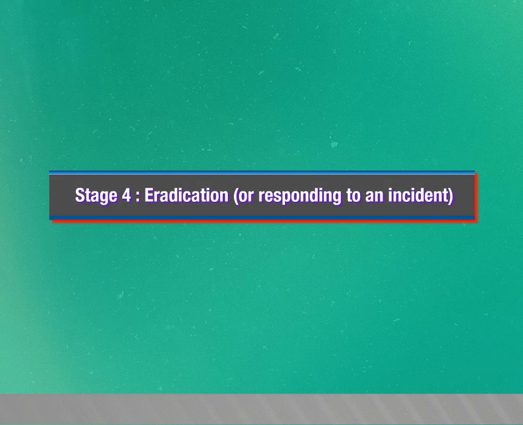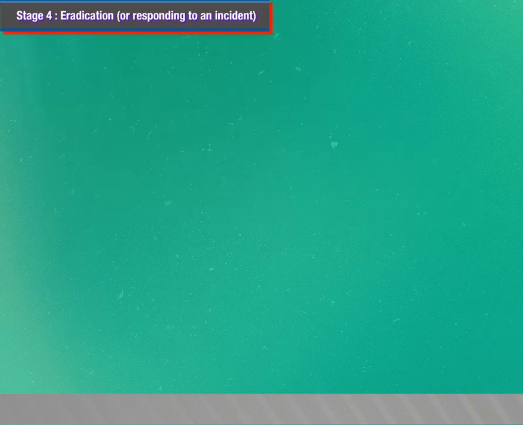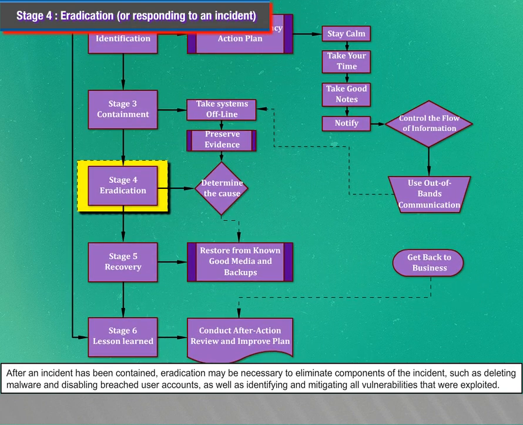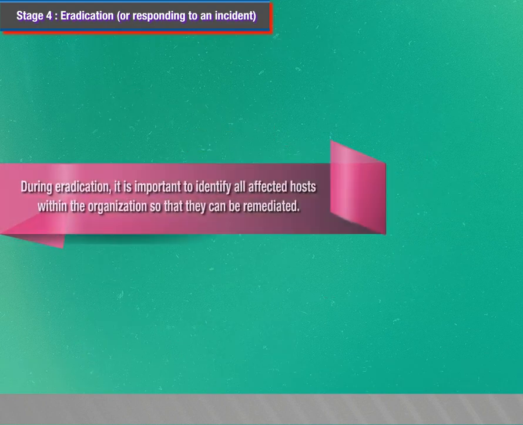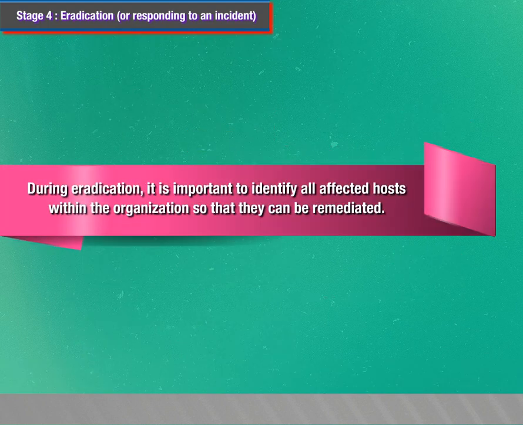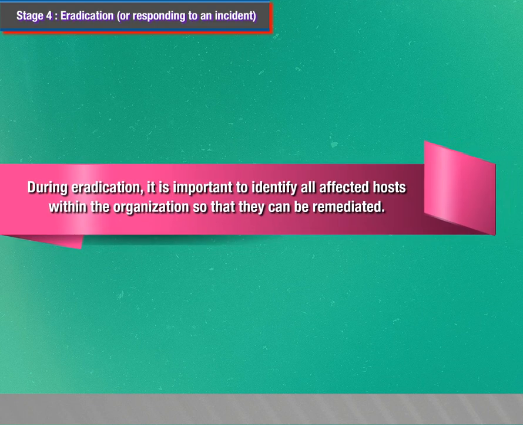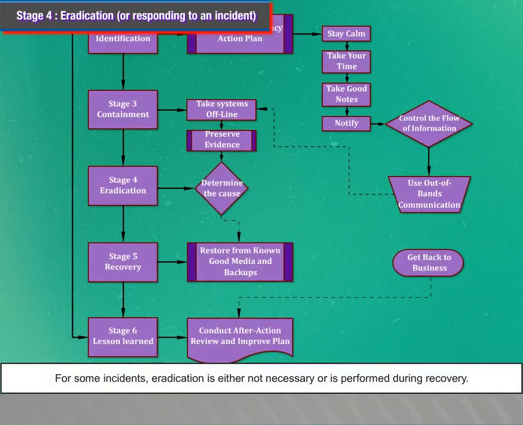Stage 4. Eradication, or responding to an incident. After an incident has been contained, eradication may be necessary to eliminate components of the incident, such as deleting malware and disabling breached user accounts, as well as identifying and mitigating all vulnerabilities that were exploited. During eradication, it is important to identify all affected hosts within the organization so that they can be remediated. For some incidents, eradication is either not necessary or is performed during recovery.